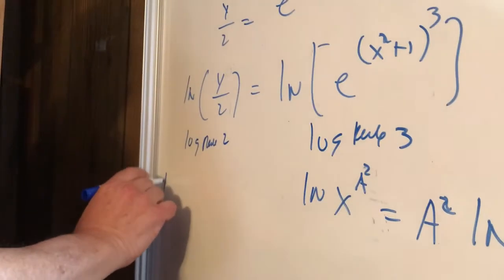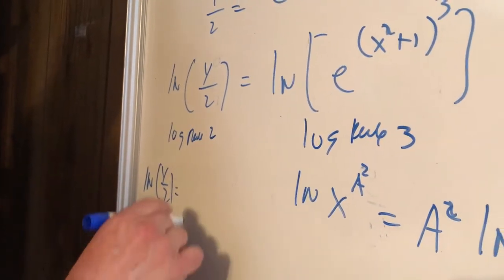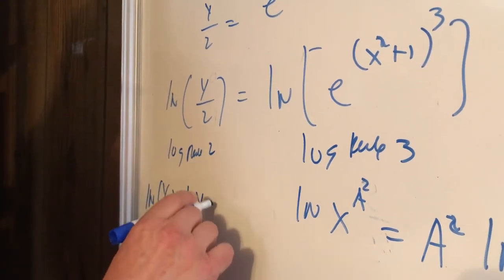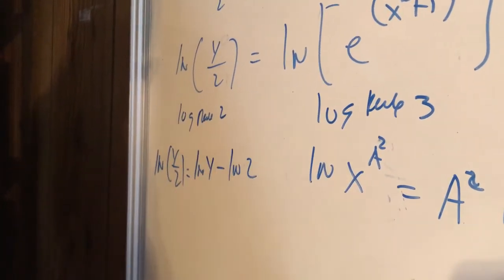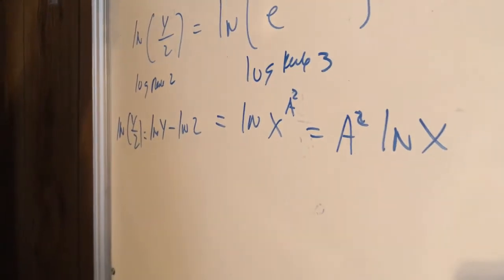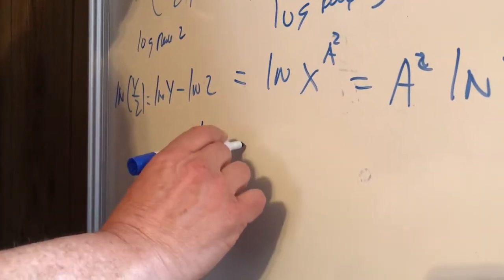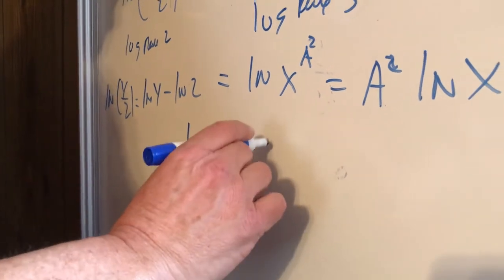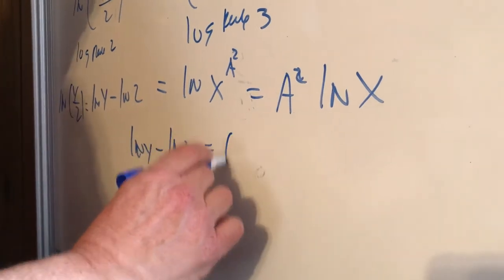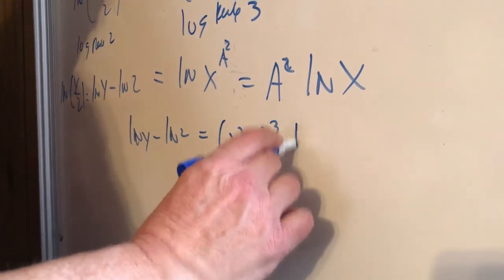Over here, we have the log of y over 2, which is a division rule. We have the natural log of the numerator minus the natural log of the denominator. And that's what my function looks like at this point in time. So I really have here the natural log of y minus the natural log of 2 equals, in this case, x squared plus 1 to the third, the natural log of e.